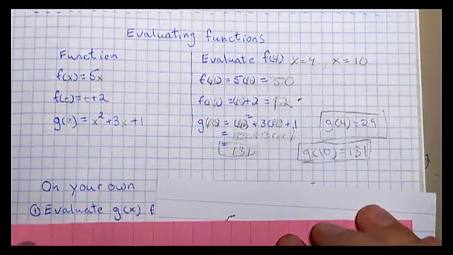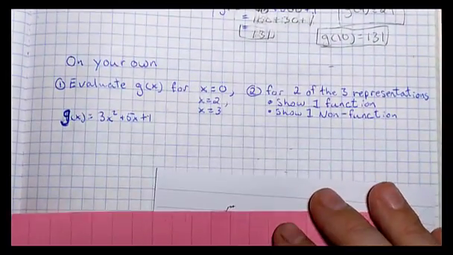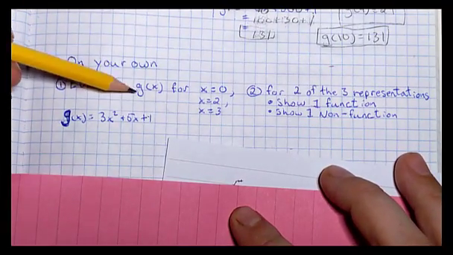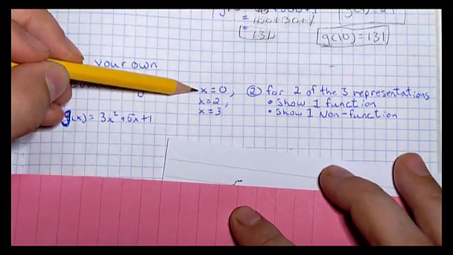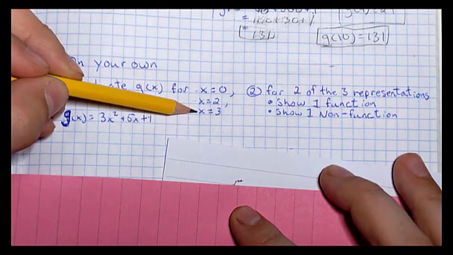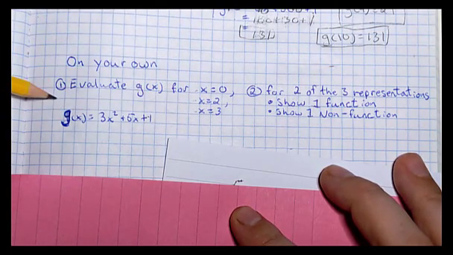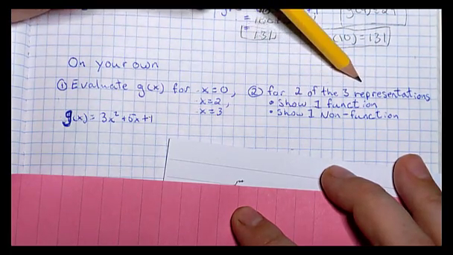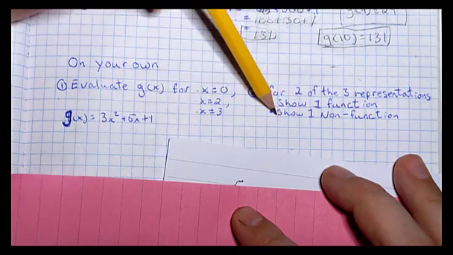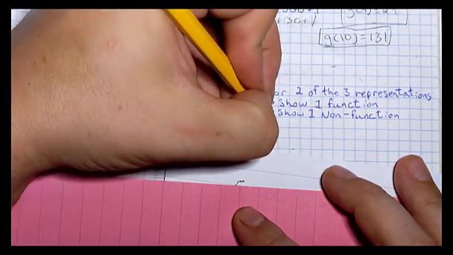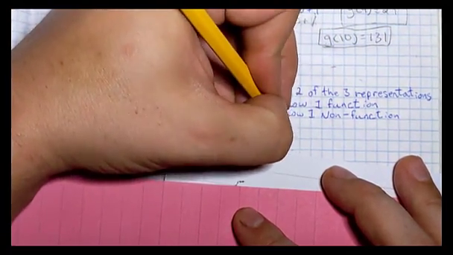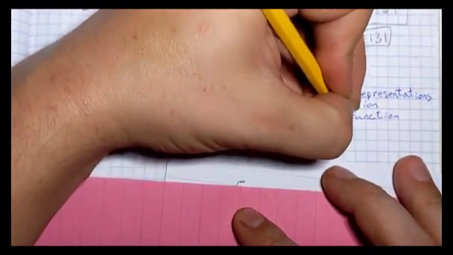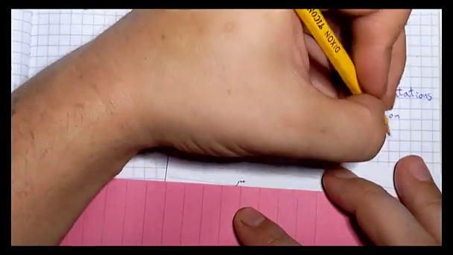Now, on your own, I want you to answer 2 questions. I want to evaluate the function g of x for x is equal to 0, x is equal to 2, and x is equal to 3. Here is g of x. And then for 2 of the 3 representations, show a function, show a non-function, and then write to tell the difference. So write a paragraph, a couple sentences to tell the difference.